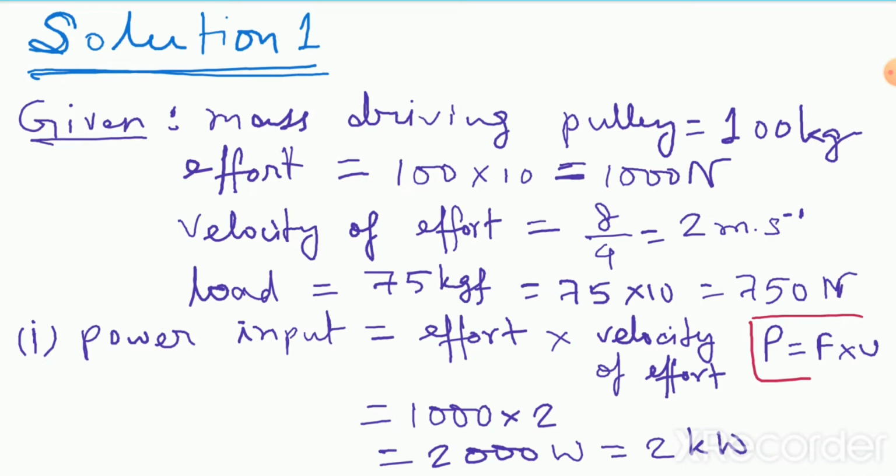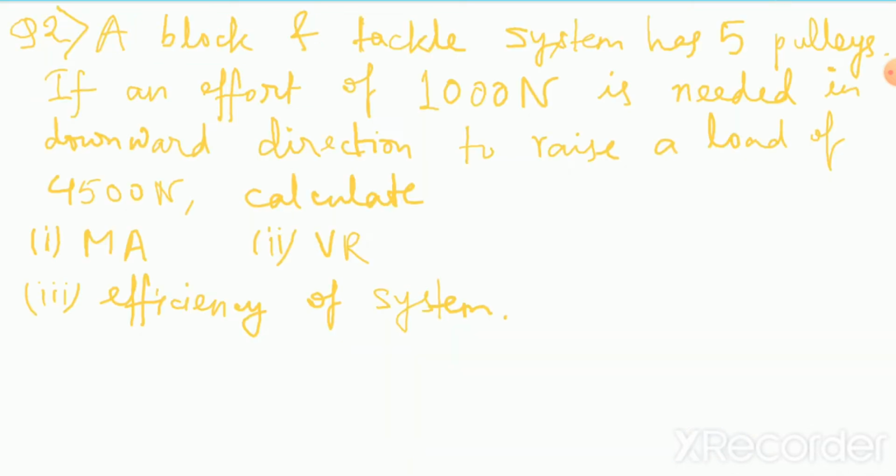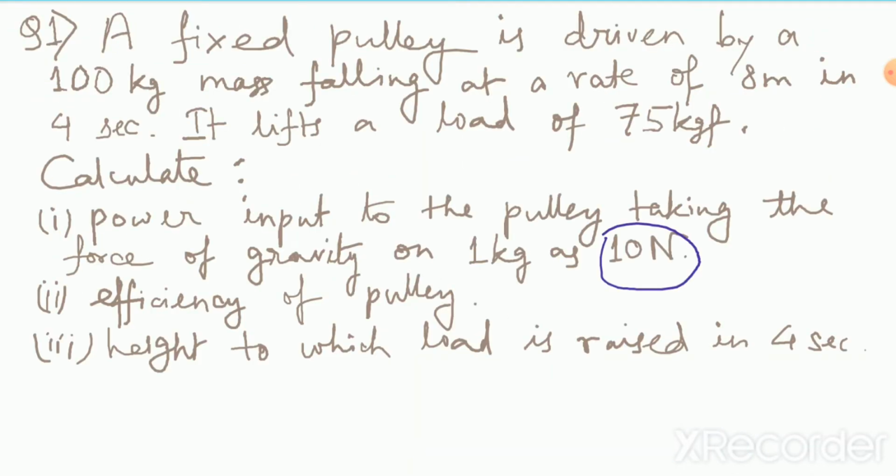Fine. The second part of the problem, what has been asked? The efficiency of the pulley. So first of all, for getting the efficiency, how can we get the efficiency? We can get the efficiency by calculating the input power and output power, isn't it? Okay, so if I consider the input power and output power, what will be the value of input power and output? Input power we have already obtained as 2000 watt. So what will be the value of the output power? Let us see.